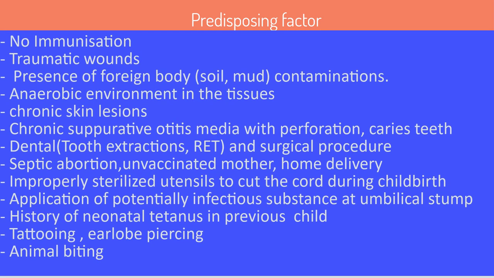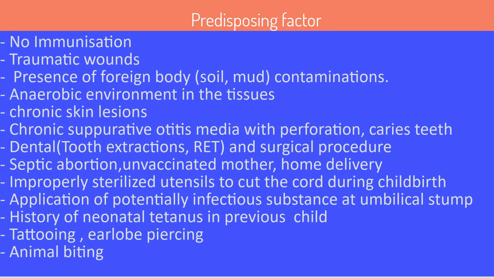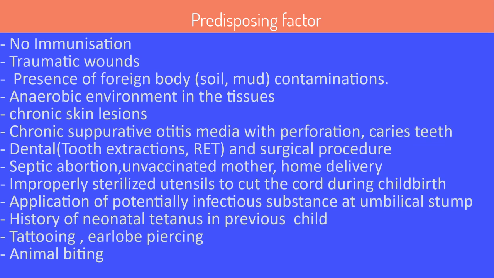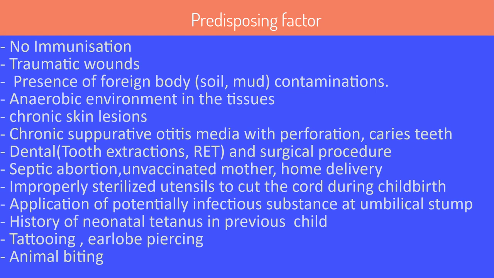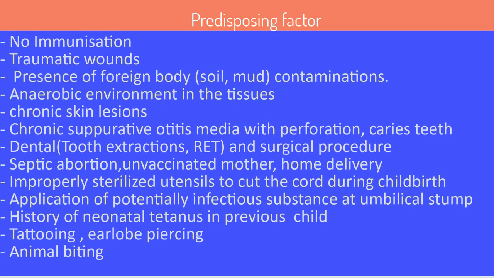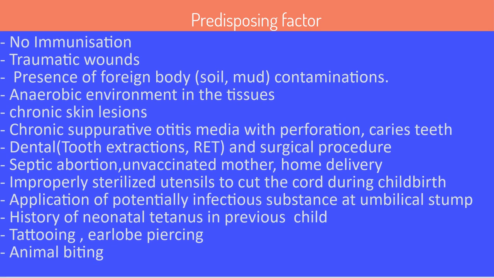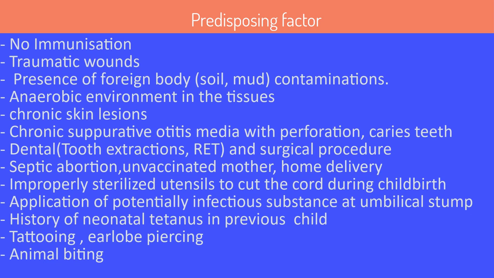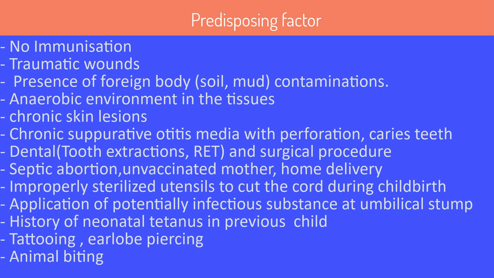So wrapping up, the predisposing factors for tetanus are absence of prior tetanus toxoid immunization, traumatic wounds which can lead to deep wounds, lacerations, devitalized wounds, and presence of foreign bodies in wounds, for example soil and mud contamination, and wounds having anaerobic conditions like chronic ulcers, gangrene, burns, abscesses, dental procedures conducted with unsterilized instruments, septic abortions, giving birth in a septic, unsterilized environment, tattooing, earlobe piercing, and animal biting in some cases. All these factors lead to tetanus.